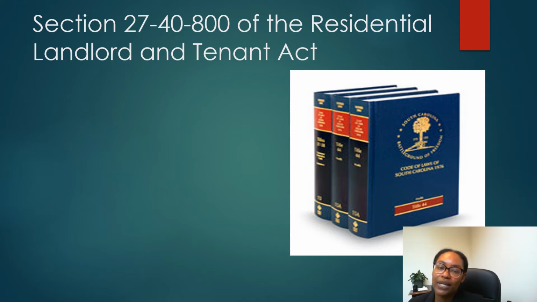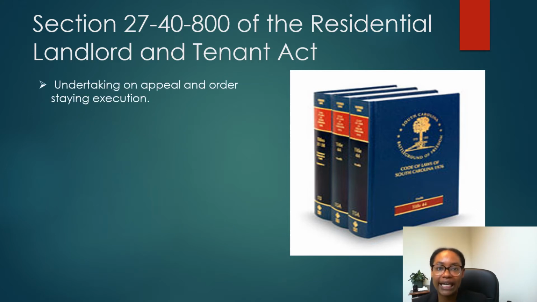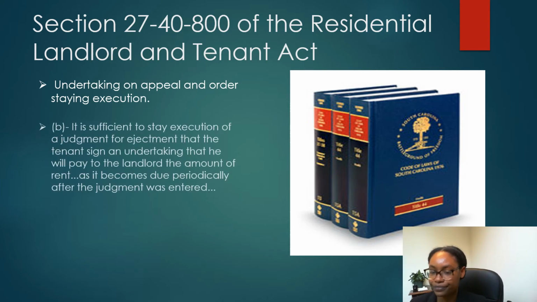So Section 27-40-800 of the Residential Landlord and Tenant Act talks about undertaking an appeal, an order staying execution. And subsection B of this section states that it is sufficient to stay execution of a judgment for ejectment that the tenant sign an undertaking that he or she will pay to the landlord the amount of rent as it becomes due periodically after the judgment was entered.